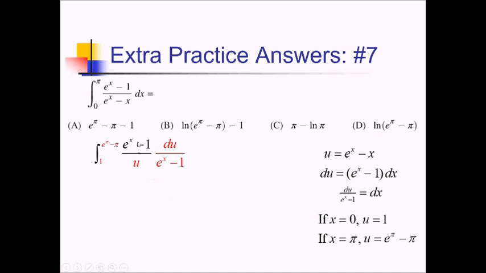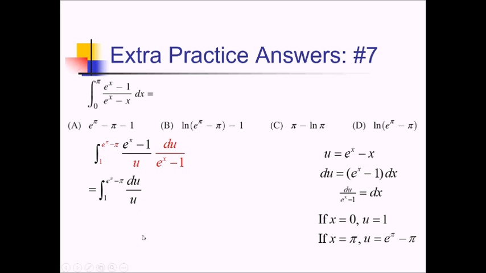Now, conveniently, these e to the x minus 1s cancel out completely. And I've just got really 1 over u, or u to the negative 1 at this point, if I clean that up a little bit. Antiderivative of 1 over u, that's going to be ln of absolute value of u.